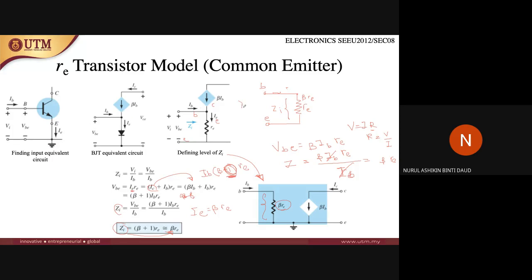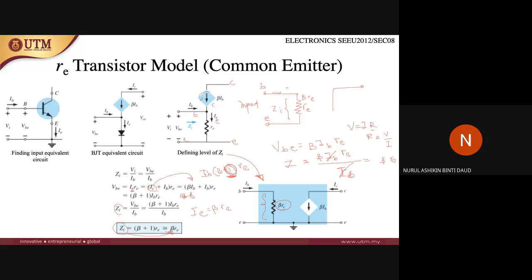So this is the input. Let's look at the output part, which is the collector and the emitter part. Here, at the collector, there is no resistor. There is no resistor at the collector. So at the collector, you can draw a straight line, and there is a diamond here.